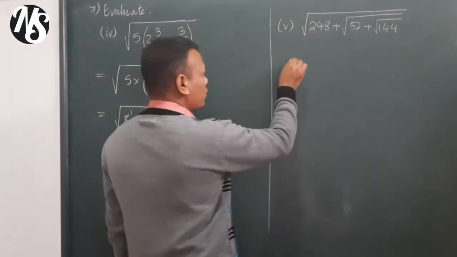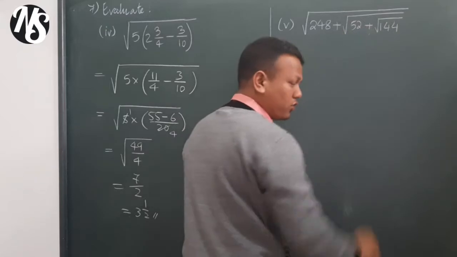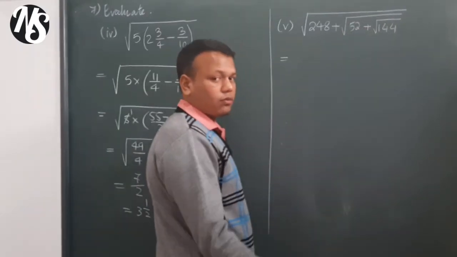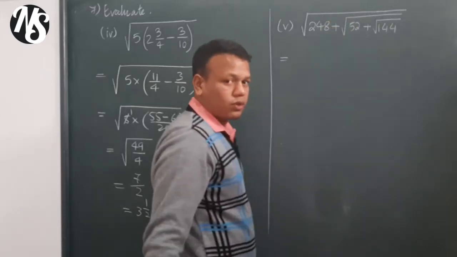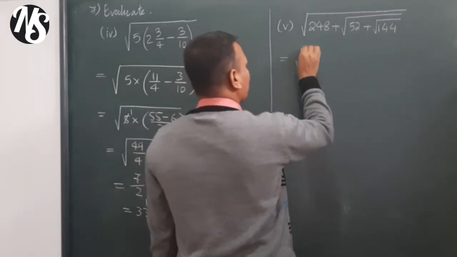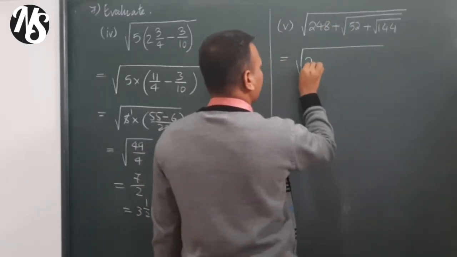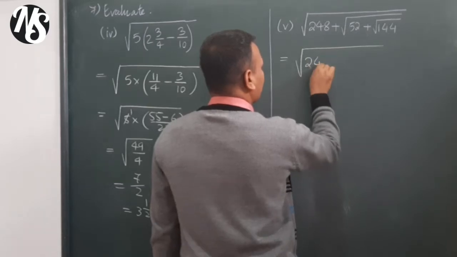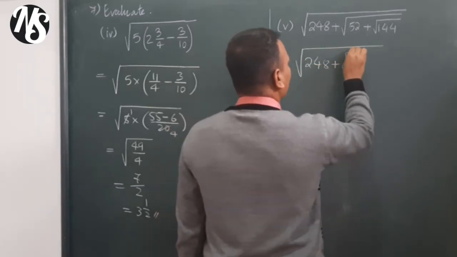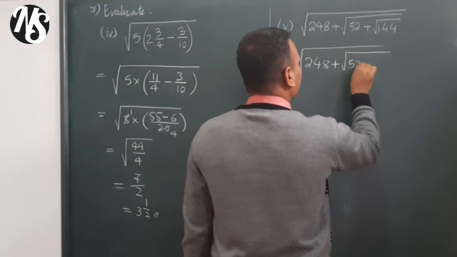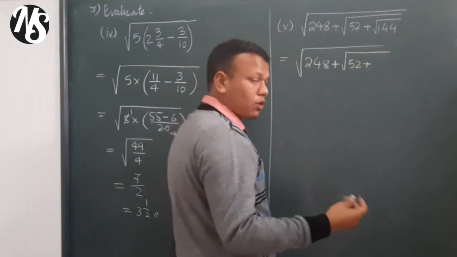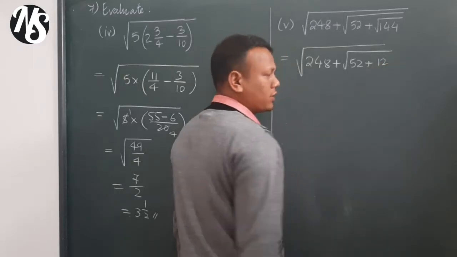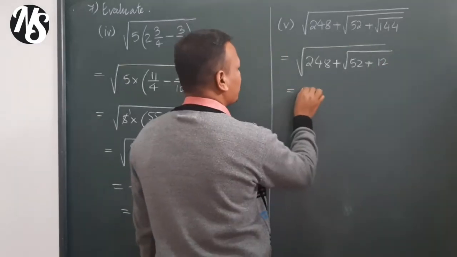So here what you need to do is, you have got many square roots, isn't it? You have to always start from the inner square root. The others will remain as they are. So we have 248 plus square root of 52 plus, now the square root of 144 from that list is 12, isn't it? Okay, so let's simplify this then.